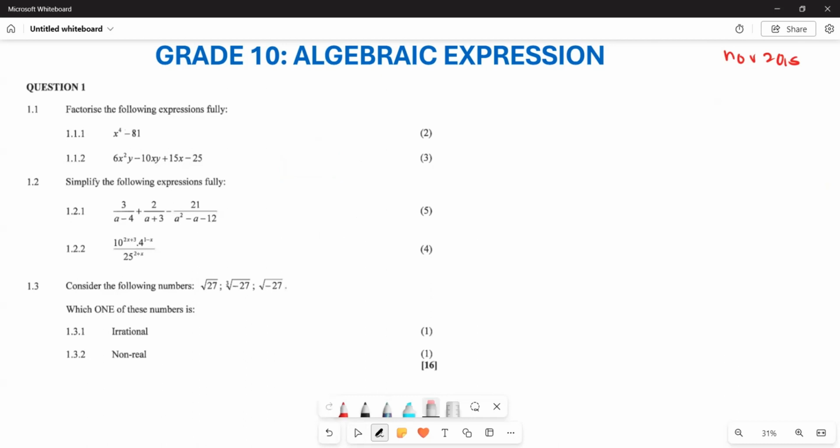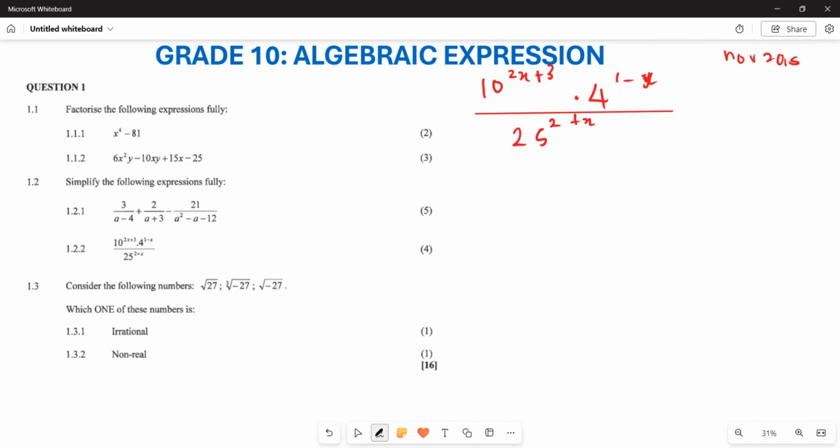The first thing that I want you to do in this type of question is start by writing this in factor form. Look, you are having 10 to the power of 2x plus 3. This other one is going to multiply by 4 to the power of 1 subtract your x. Look at me, 1 subtract your x. This is divided by 25 to the power of 2 plus x.